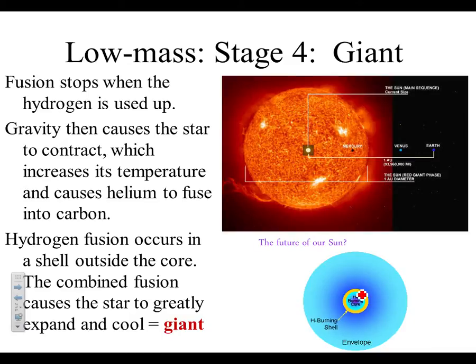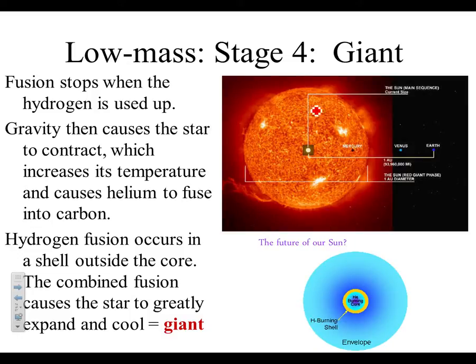Okay, so to make it simple, we have our star, it's fusing hydrogen, starts running out of hydrogen, it collapses into a small thing. When it collapses, it heats up. Now it can start fusing helium into carbon, and it expands. So we have the helium fusing to carbon in the center, and the hydrogen to helium outside. This we think is the future of our sun.